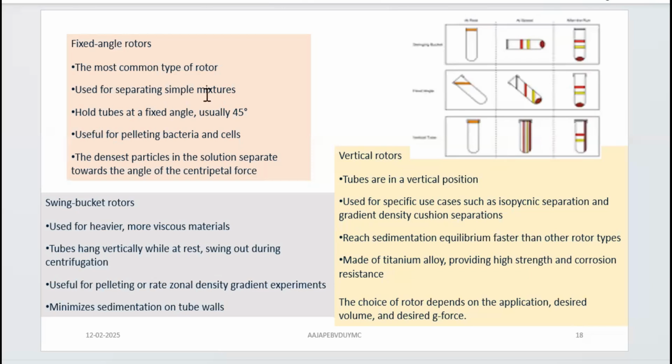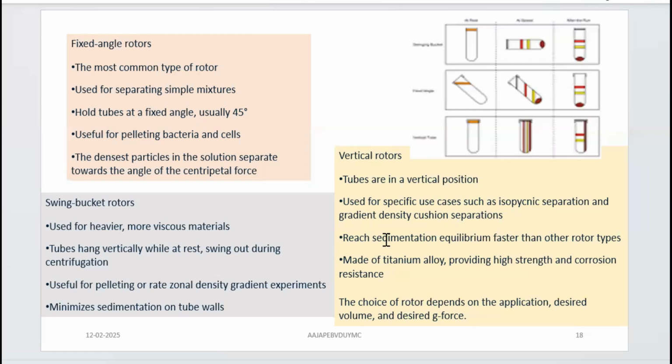So for simple pelleting and separation of bacteria and cells, you use fixed angle rotors. Swinging bucket rotors are used for rate zonal density gradients as well as for pelleting. Vertical rotors are mainly useful for isopycnic separations. So based on the application, you have to choose the type of rotor.